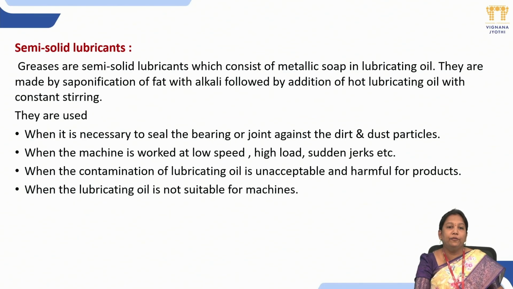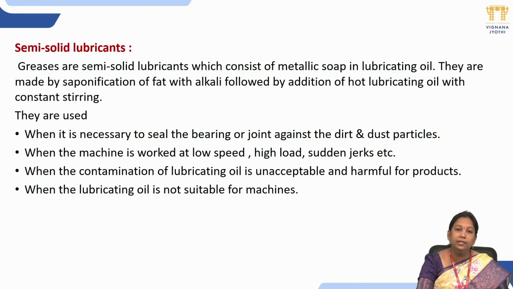Then the second type of lubricants are the semi-solid lubricants. Generally, all the greases are considered as semi-solid lubricants. So these greases are prepared by mixing the lubricating oil with some thickening agent, which is called as metallic soap. So this metallic soap is nothing but the thickening agent. So these greases, how are they prepared? By saponification of fat with alkali, followed by adding that hot lubricating oil with agitation, means with continuous, constant stirring, we will get that grease.